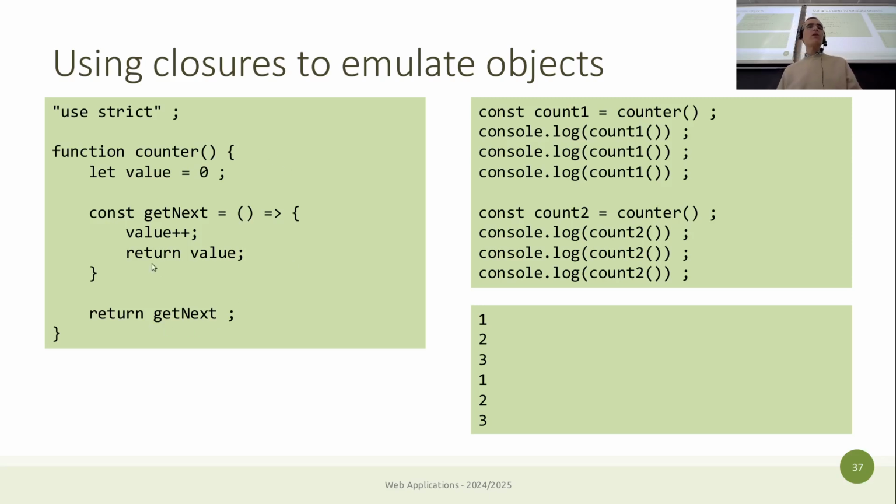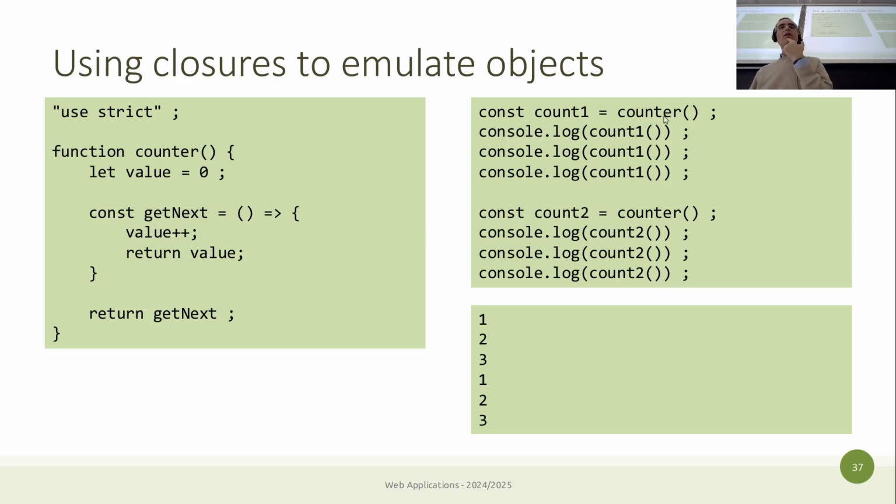So in an example like this, you actually emulate an object, because with counter here, you return not an object, but a function. count1 is a function. Indeed, you can call it, count1, with the rounded brackets. You call it once, twice, 3 times, and you get 1, 2, 3. Why? Because the function inside does value plus plus and then returns the value.